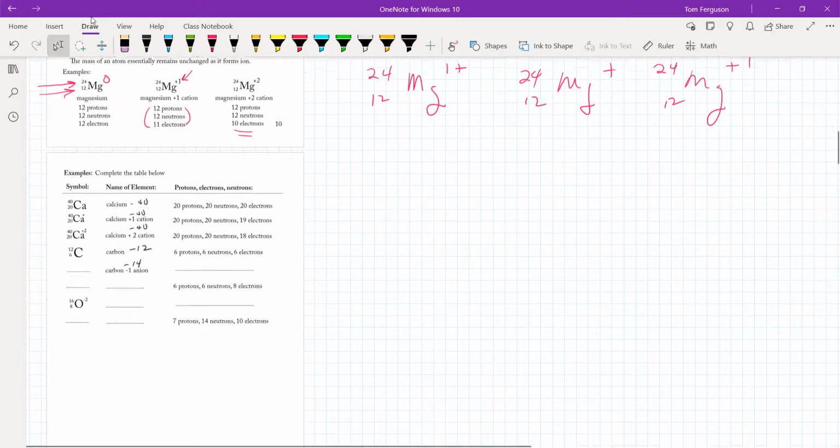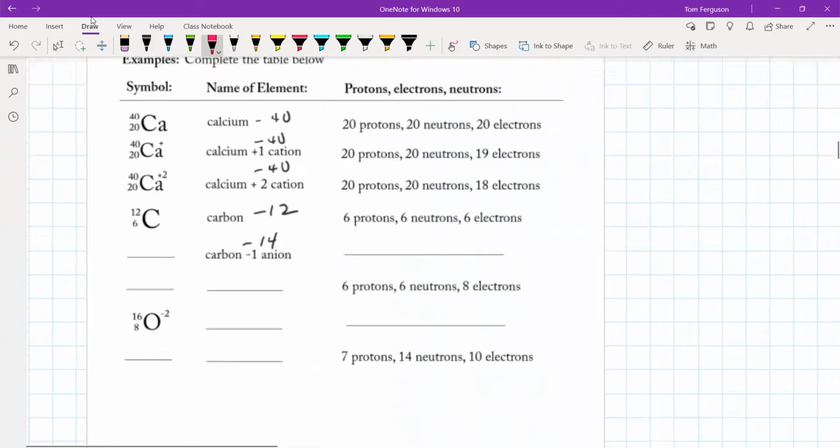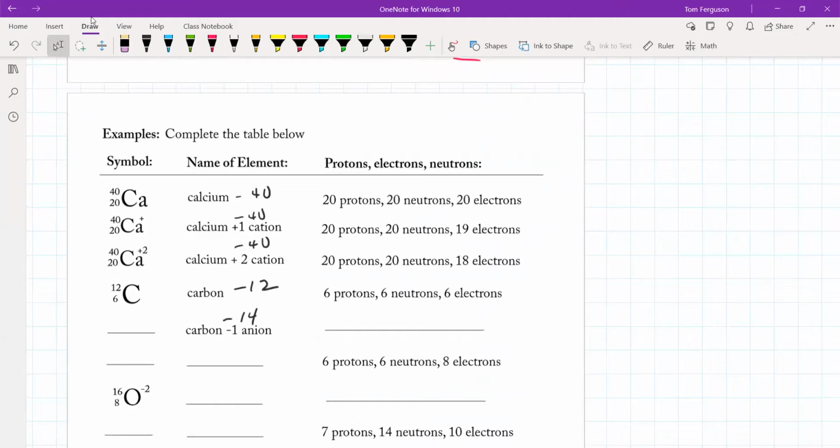Okay, so let's look at some ions now, and let's look at protons, neutrons, and electrons for these. The first one here is a calcium-40 isotope. It's got no charge, which means protons and electrons are equal.